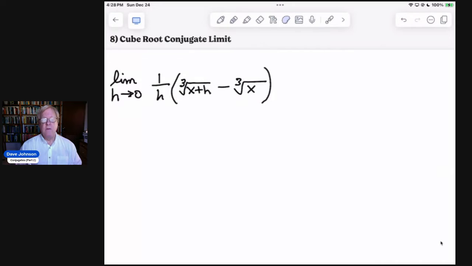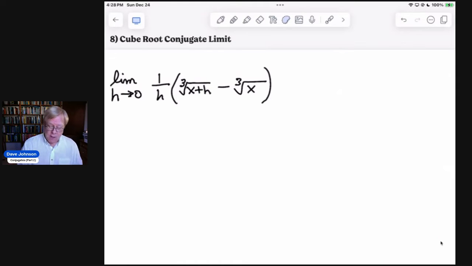So I have in mind doing this limit as h goes to 0 of 1 over h times the quantity cube root of x plus h minus the cube root of x. And you might recognize that as the limit that you would get if you were taking the derivative of, say, the cube root of x. This is probably, I would say, the easiest example of a cube root conjugate problem. But this will illustrate everything that we need to illustrate. And then once you understand this, you'll be able to do any of these cube root conjugate problems.